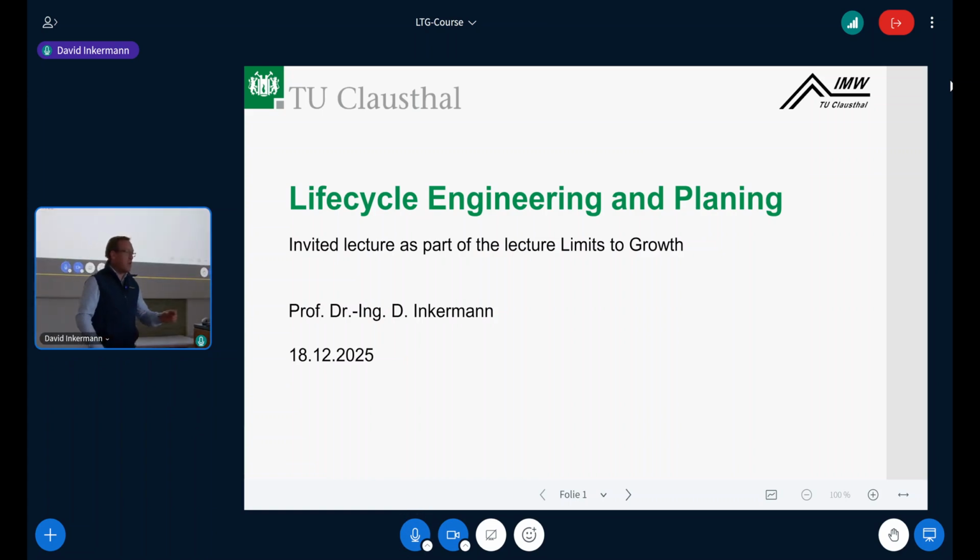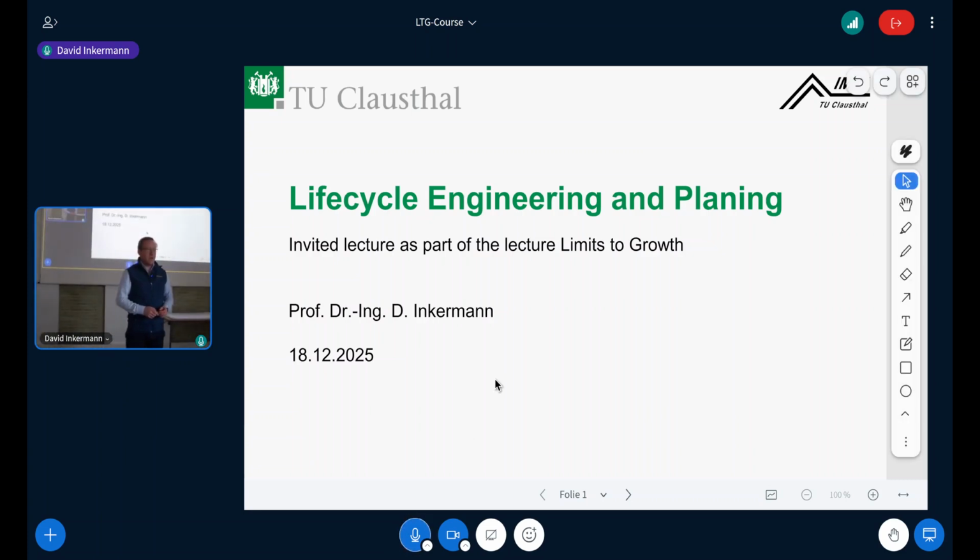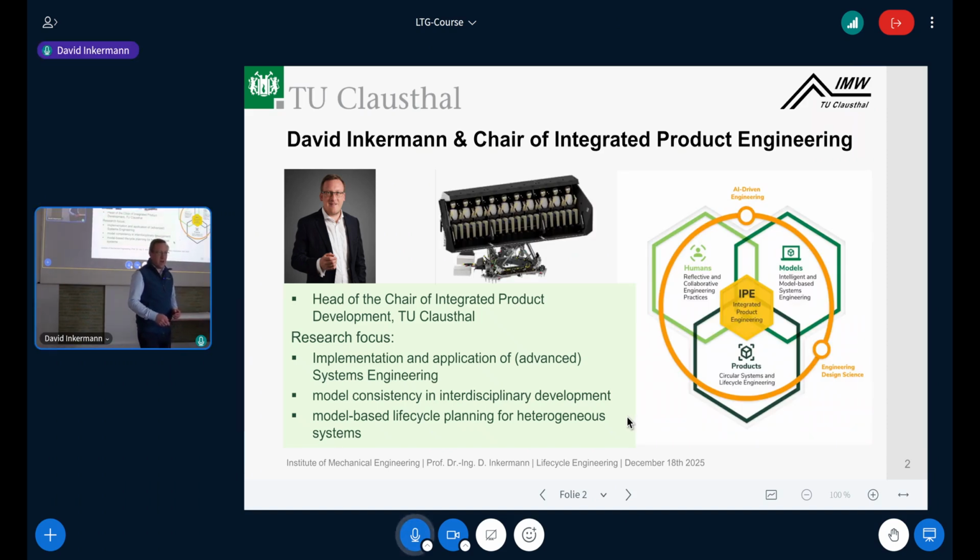And before going into the topic itself, like you can see on the title slide, it will be about engineering. That's also because that is my focus in teaching and also in research. But here it's more a focus on the life cycle perspective, the engineering of life cycles, but also planning.